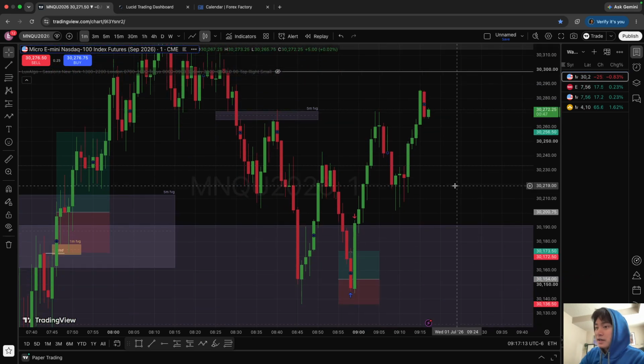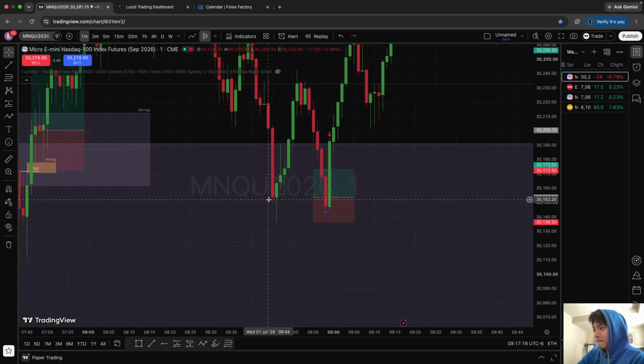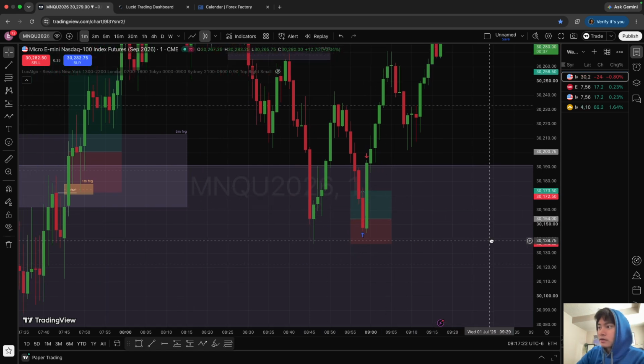And I was just testing out rejection blocks, and as you can see right here, I caught another rejection block, but this was on paper.